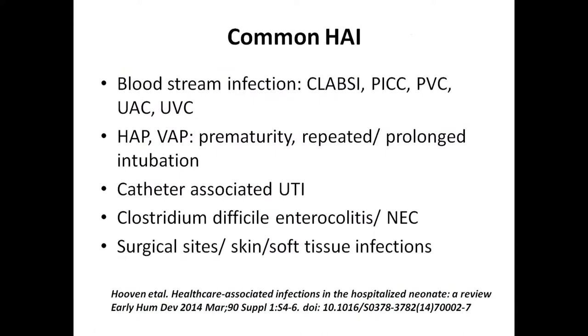Now, what are the common healthcare associated infections? Blood stream infection is one of the very common ones. It may be central line associated blood stream infection, peripheral vascular catheter, umbilical vascular catheters, hospital acquired pneumonia, ventilator associated pneumonia. This is obviously more common in preterms and where there are repeated and prolonged intubations. Also catheter associated urinary tract infections, Clostridium difficile enterocolitis and NEC, surgical site infections, skin and soft tissue infections, and sometimes even a diarrheal episode and some respiratory outbreaks. So these are the common forms of outbreaks.